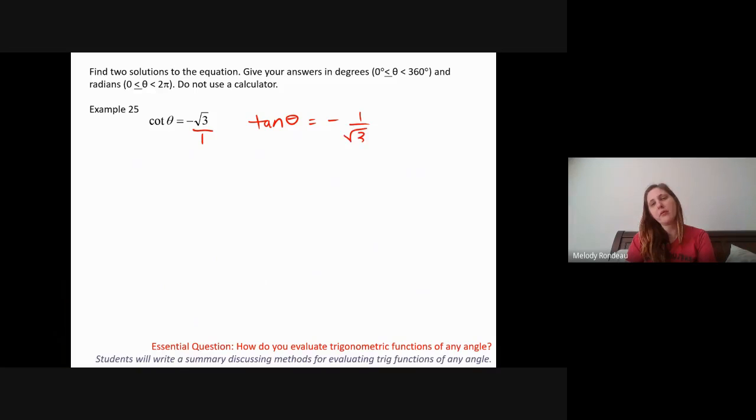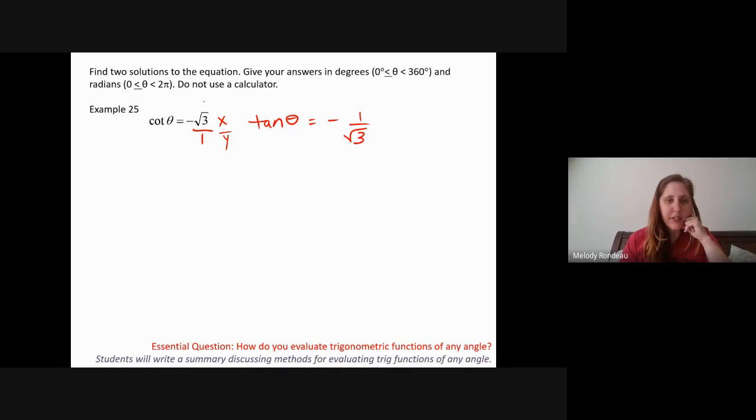You could do 1 over root 3, but you won't find that value on the unit circle. You'd have to rationalize it. So it might be a little more work to do tangent. I'd probably just stick with cotangent, because tangent and cotangent both use the x and the y coordinate. So cotangent would be x over y. This one is going to be a little bit trickier. So we're looking for x over y.